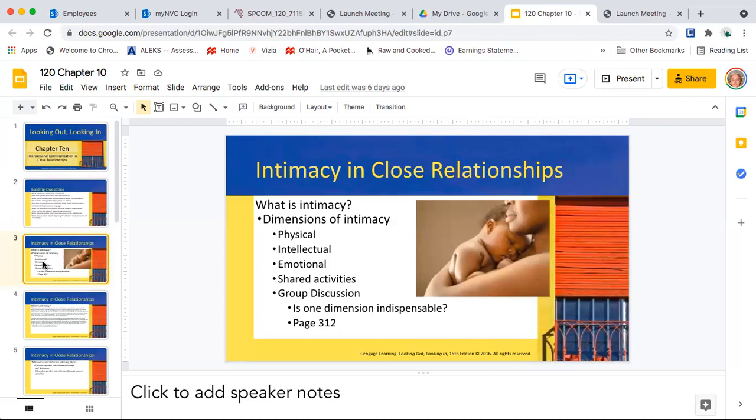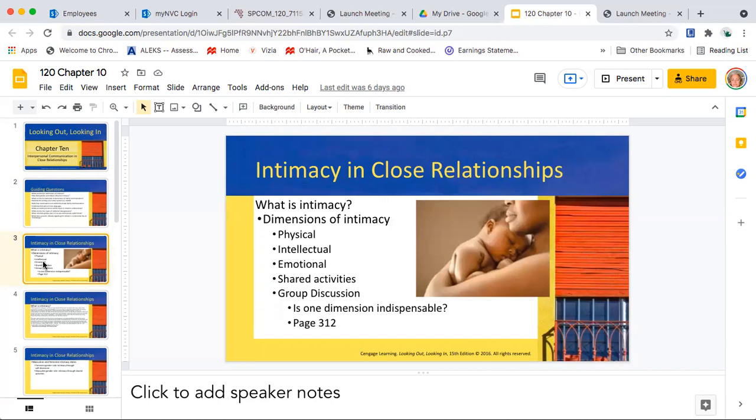Which for most people, that's the first association when they hear the word intimacy. But there's also intellectual intimacy. There's emotional intimacy, shared activities, and group discussion. So there are several things. Actually, the last one, group discussion, that's not one of the dimensions.